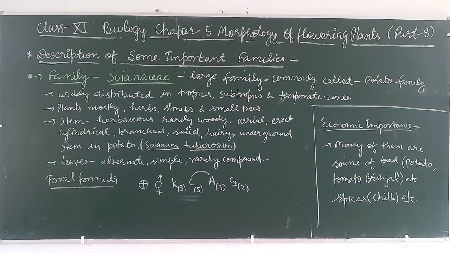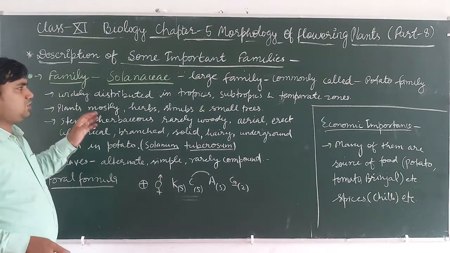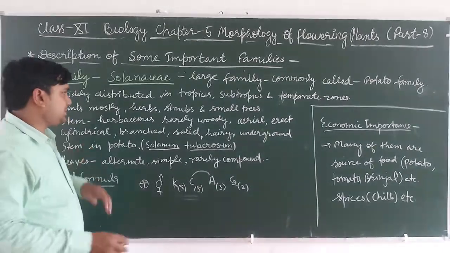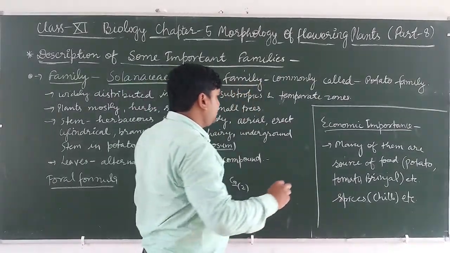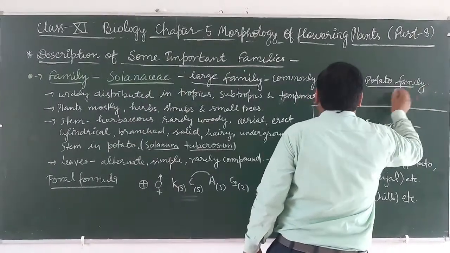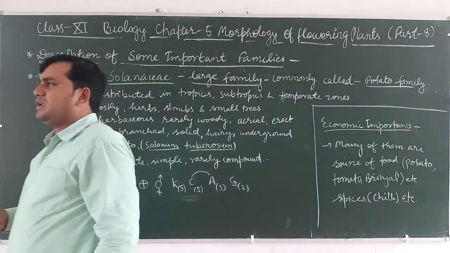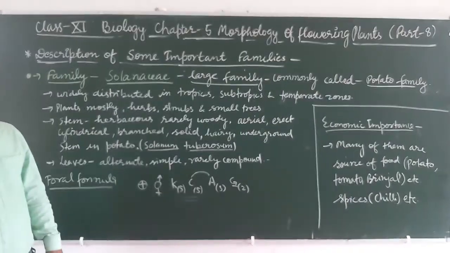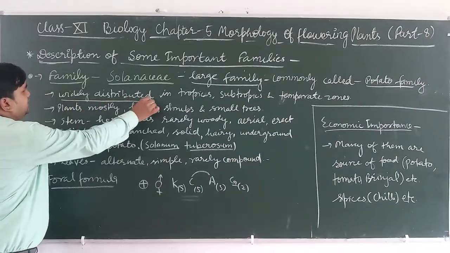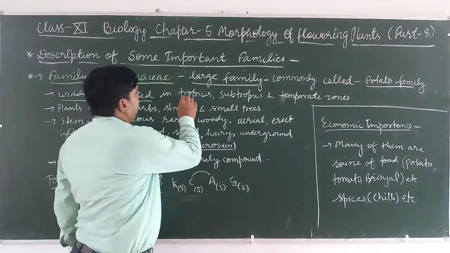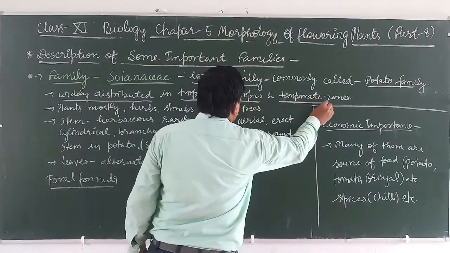Next is the family Solanaceae. Family Solanaceae is a large family and commonly called the potato family. It is widely distributed in the tropical region, subtropical region, and temperate zone.